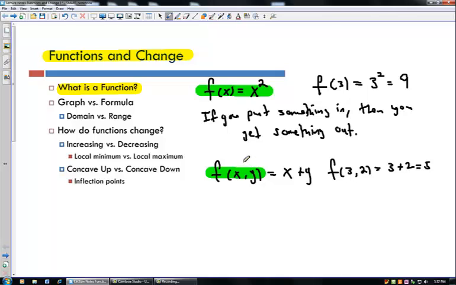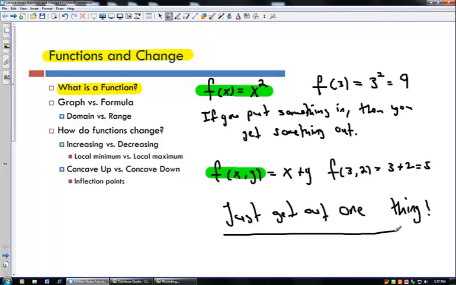The trick with the function is you can put lots of things in, but you just get out one thing. And this allows us to be able to work with these things. So that's something you have to watch out for with functions. Let's look at an example of this.